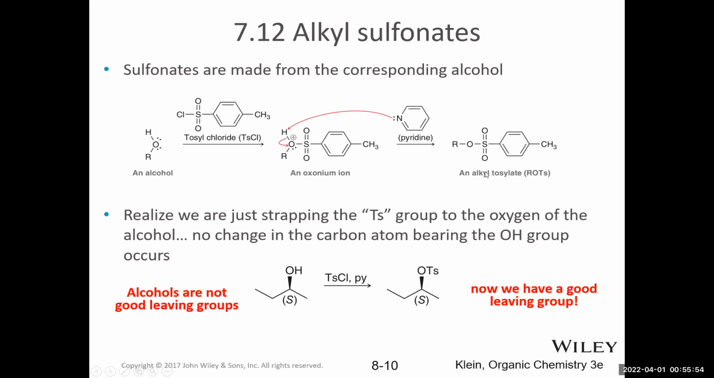What I want you to recognize is that these are the reagents: MsCl, TsCl, or TfCl, and py just stands for pyridine. These are the reagents that convert an alcohol to, in this case, a tosylate. What I've done is taken this poor leaving group and converted it into a good leaving group. Now it's ready for an SN2 reaction.